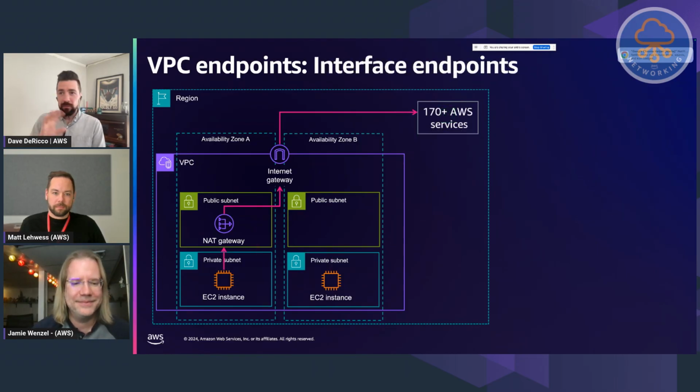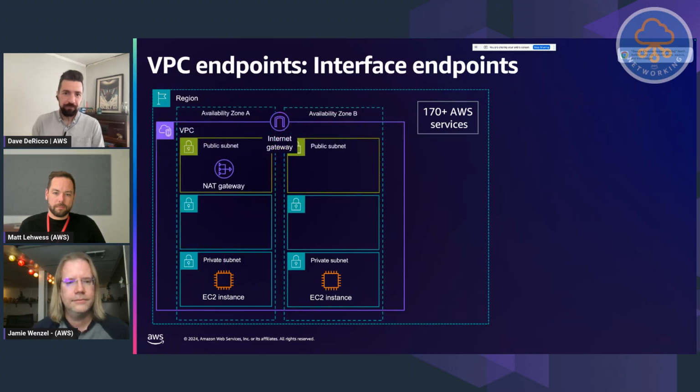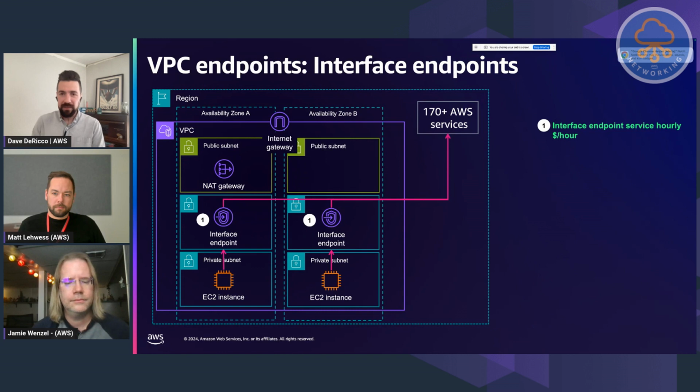So you're probably thinking, all right, great. I have S3, I have DynamoDB, but I've got 170 other AWS services that I want to connect to. What do I do with those? For those, you could use interface endpoints instead. Again, instead of pumping it through a NAT gateway where there's that cost, you could use interface endpoints. Now, the difference with interface endpoints is that they do have an hourly cost associated with them. So it's not quite the same as a gateway endpoint.